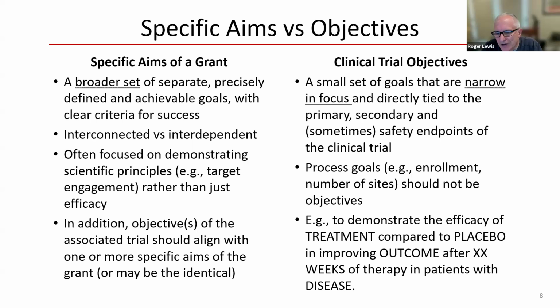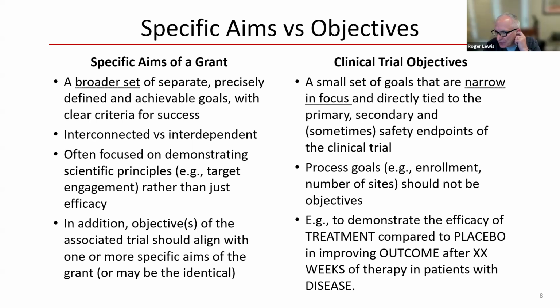You should never have process goals be an objective of a trial. An objective is not to engage X number of sites or this number of investigators. It is the objective upon completion of the trial. Whereas in a specific aim, you may have specific aims that are process related if those are particularly important with respect to the overall program.